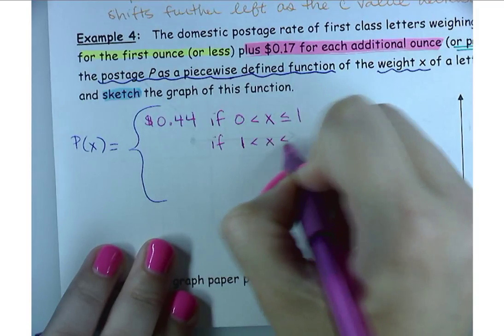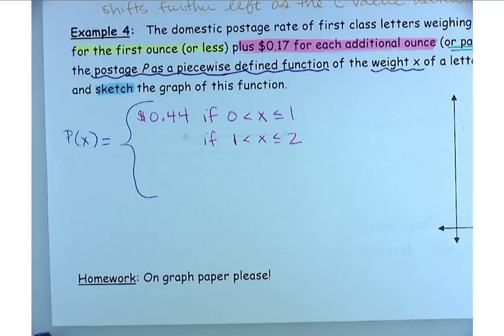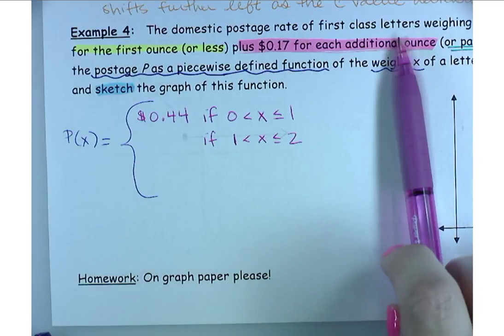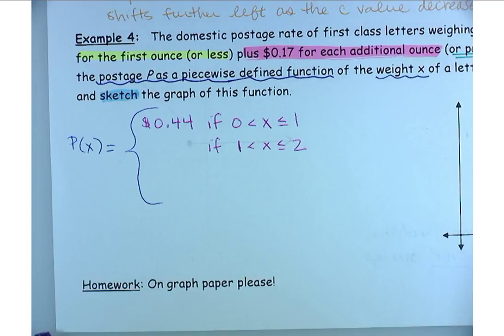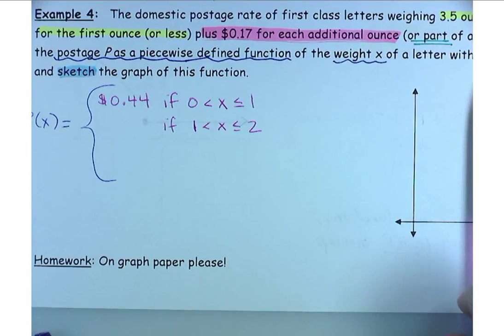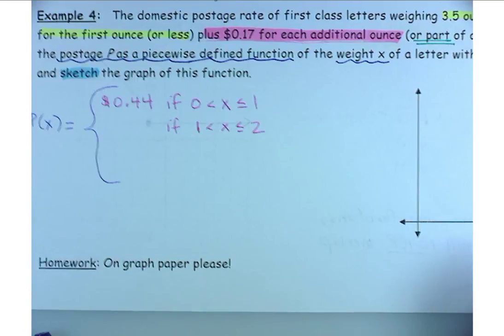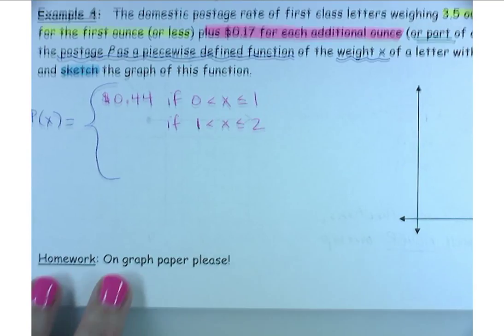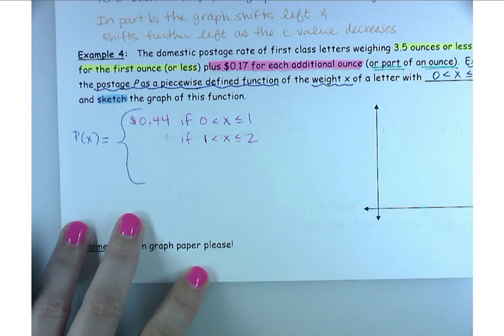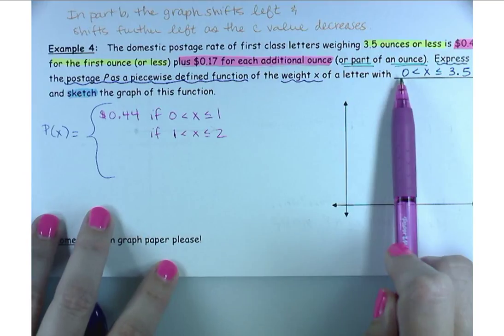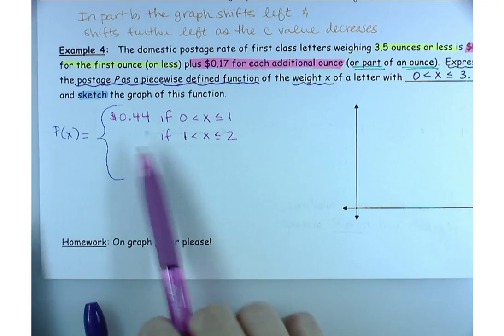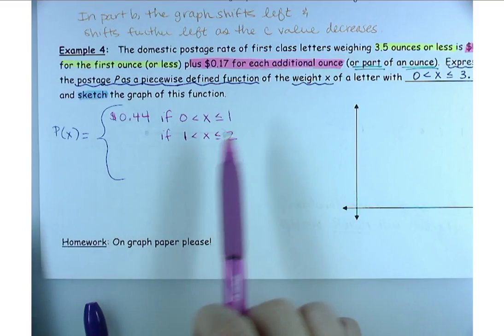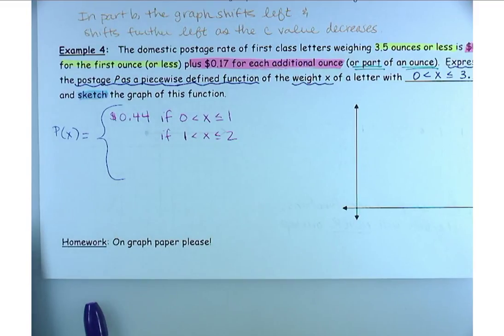Up until 2. Okay, so the first part says letters weighing 3.5 ounces or less. That's going to be part of our entire interval. So see how it's 0 is less than x, which is less than or equal to 3.5? Right here, you have your 0 is less than x, which is less than or equal to 3.5. Could you guys figure out how much it would cost if it was greater than 1 ounce up to 2 ounces?